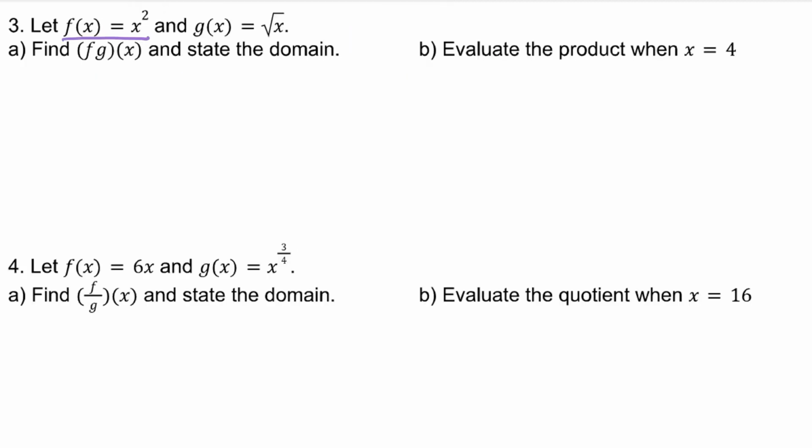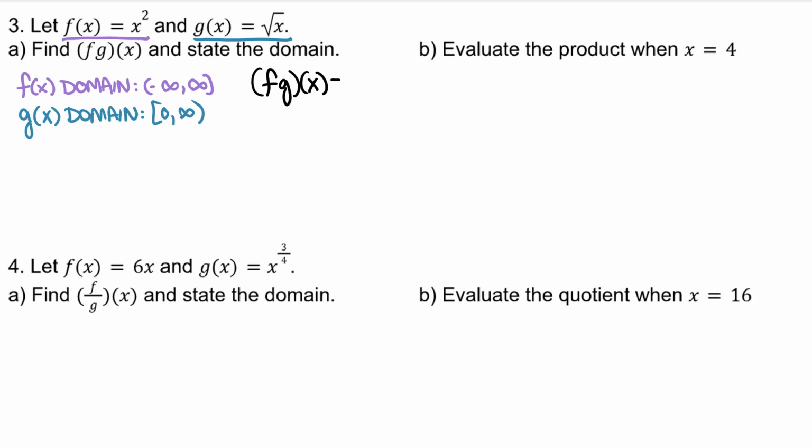For number 3, find f g of x. That is f times g of x. And state the domain. The domain of f of x, a parabola, is negative infinity to infinity. The domain of g of x, root x, is 0 inclusive to infinity. So the domain of f times g of x has to be at least as restrictive as 0 inclusive to infinity. Now multiply the functions.